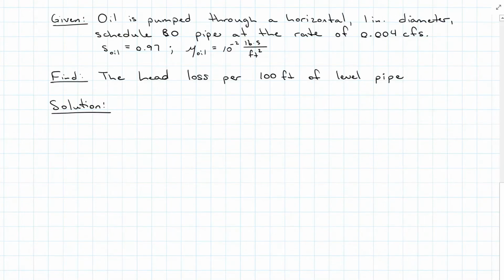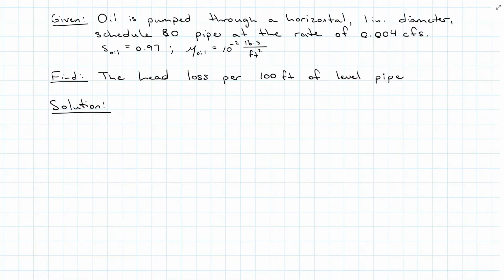Let's say that we are given some oil with a specific gravity of 0.97 and a dynamic viscosity of 10 to the negative 2 pound-seconds per foot squared, and it is traveling through a horizontal 1-inch diameter Schedule 80 pipe at a rate of 0.004 cubic feet per second. Find the head loss per 100 feet of level pipe.